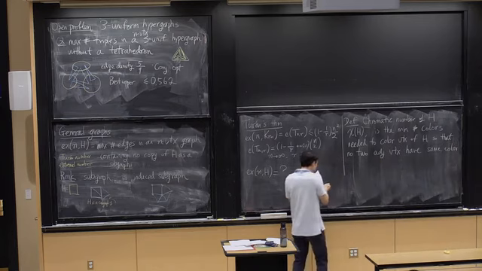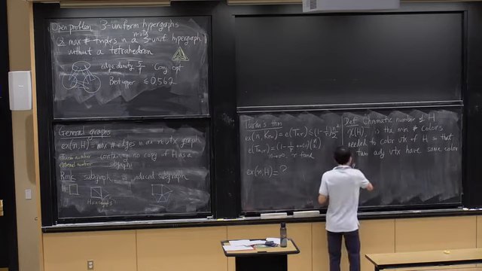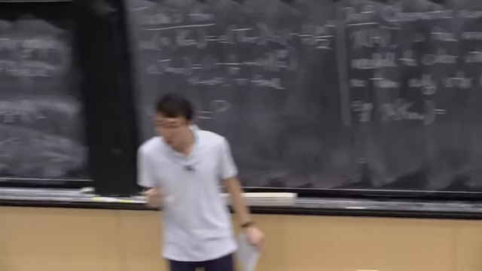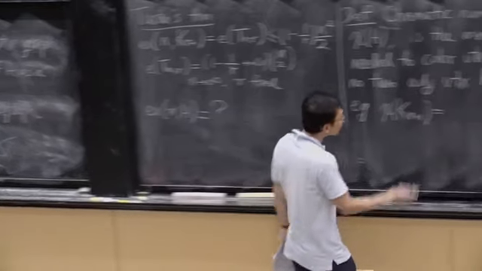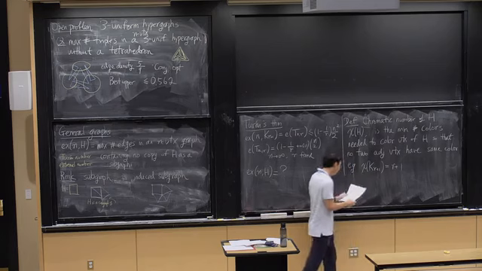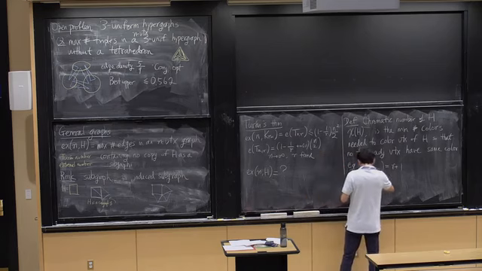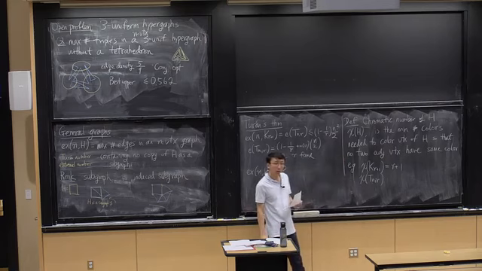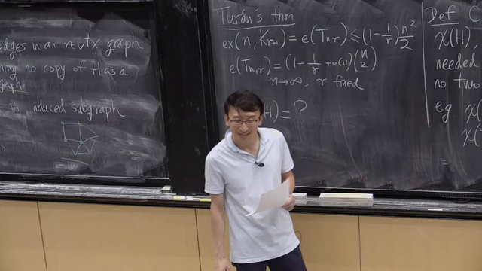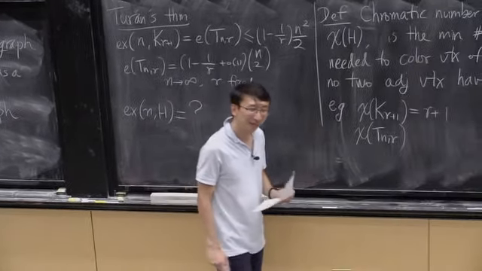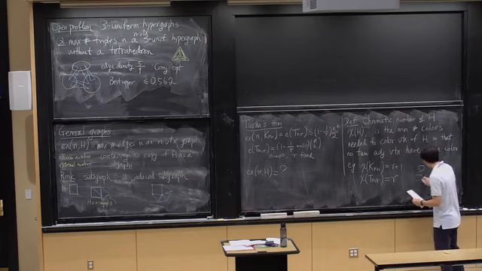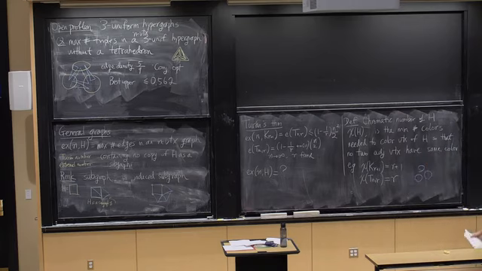For instance, if I give you a clique on r plus 1 vertices, all the vertices must receive different colors because every pair of vertices is adjacent. So the chromatic number is r plus 1. What is the chromatic number of the Turán graph? It's r. I can color each part in this complete multipartite graph using a different color, and that's the best I can do.